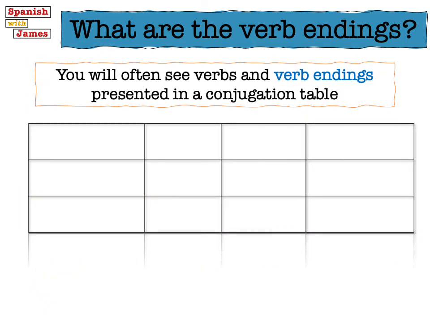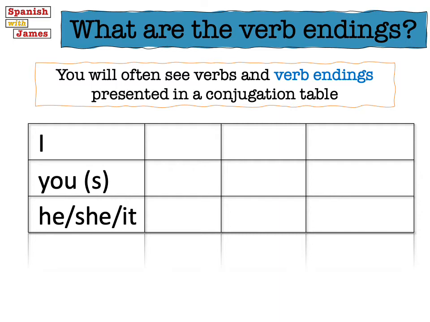You'll often see verbs and verb endings presented in what we call a conjugation table. So sometimes you'll see them in a sort of one column with 6 endings, or sometimes you'll see them like this with all of the singular ones on the left and all of the plural ones on the right. So we have I, you singular, he, she, and it on the left, as well as the formal you, which is something you'll look at in the future once you've learned some of the basics. We, you plural, they on the right.